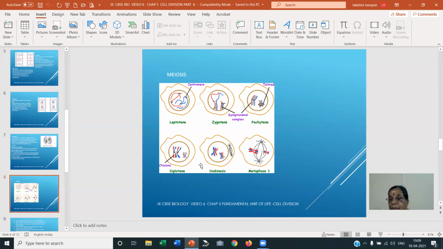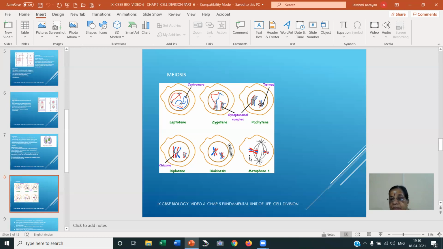That is called terminalization. Then at the time of pachytene, diplotene and diakinesis, like that of mitosis, there is disappearance of the nucleolus and nuclear membrane. And then with these exchanged segments, metaphase 1, anaphase 1 and telophase 1 will occur.